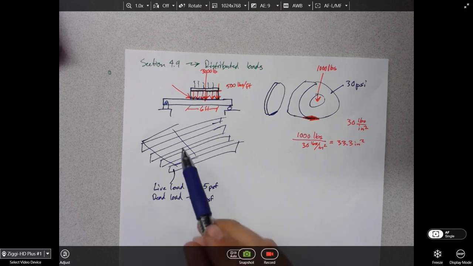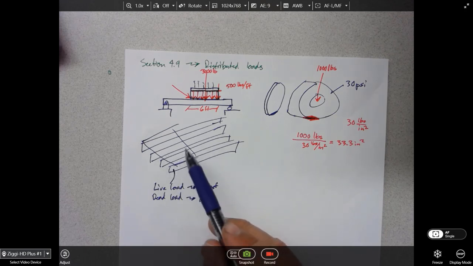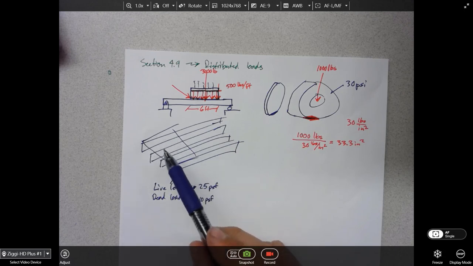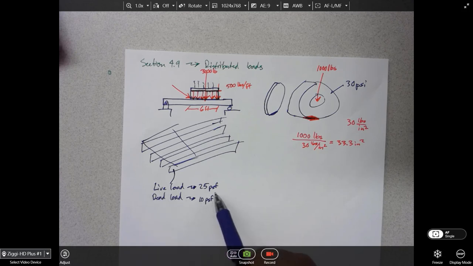So dead load is things like the weight of the flooring material and the sheeting, stuff that's part of the structure that's going to be on those. And live load is what you're actually going to put on it. So 25 PSF might be for a living room. Would it be different in a warehouse, you think? Probably. Yeah.